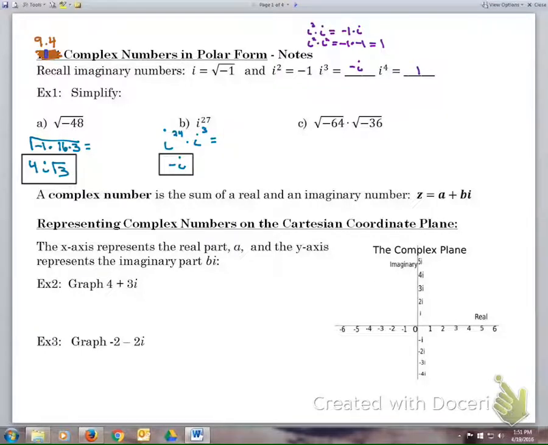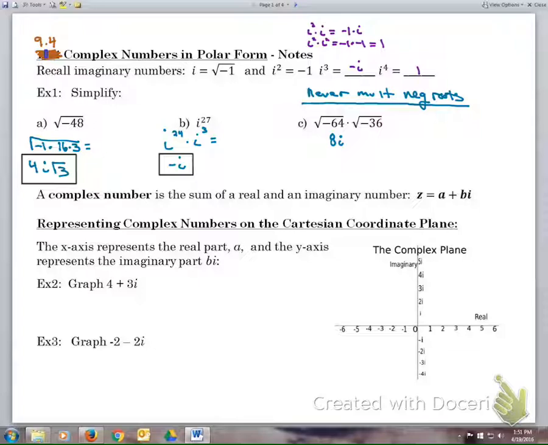Now for C, you have to be very careful here. You cannot multiply negative roots together. So what you need to do is simplify out the negative first. So never multiply negative roots together. So we've got to factor out the i. So the square root of negative 64 is 8i, because the square root of negative 1 is i, and the square root of 64 is 8.